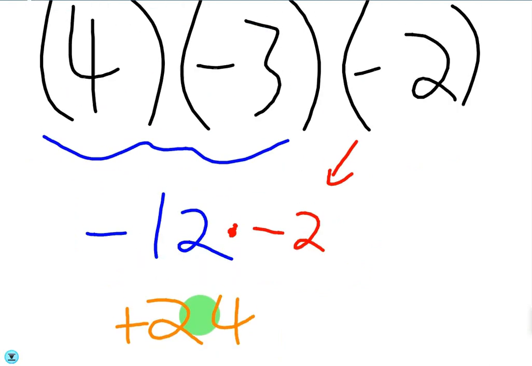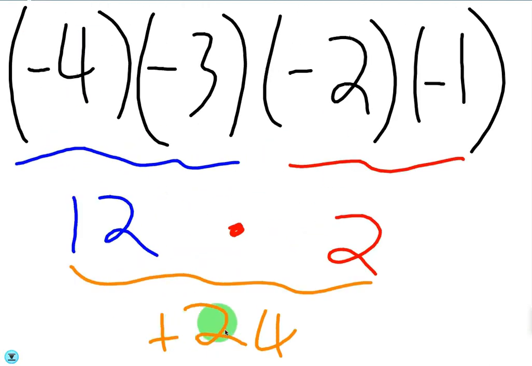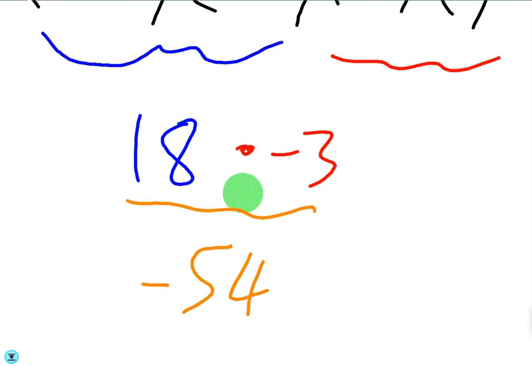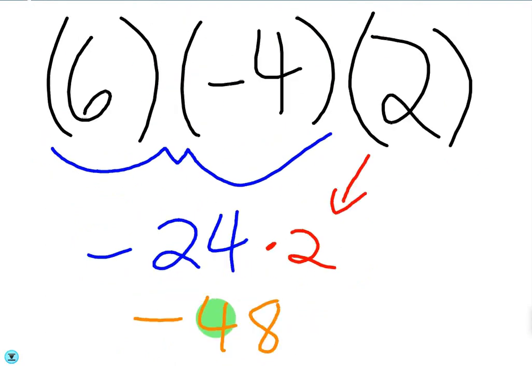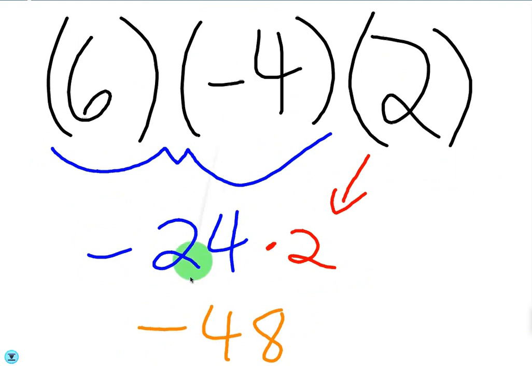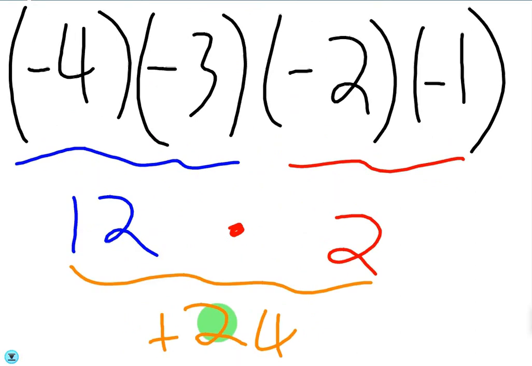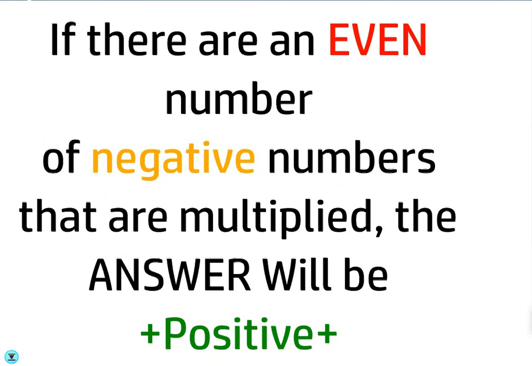Okay. And when we had 4 negatives, we had a positive 24. But when we had 3 negatives, our answer was negative. When we had 1 negative, our answer was negative. Well, what do 1 and 3 have in common? They're both odd, right? And what do 2 and 4 have in common? They're both even. So here's the rule.